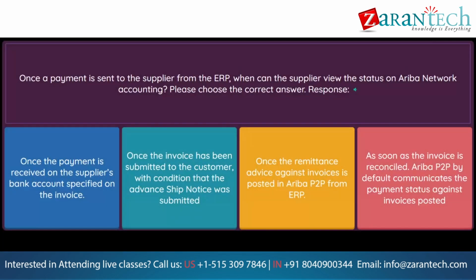Question: once a payment is sent to the supplier from the ERP, when can the supplier view the status on Ariba Network Accounting? Please choose the correct answer. Response. Option 1, once the payment is received on the supplier's bank account specified on the invoice. Option 2, once the invoice has been submitted to the customer, with condition that the advance ship notice was submitted. Option 3, once the remittance advice against invoices is posted in Ariba P2P from ERP. Option 4, as soon as the invoice is reconciled. Ariba P2P by default communicates the payment status against invoices posted.